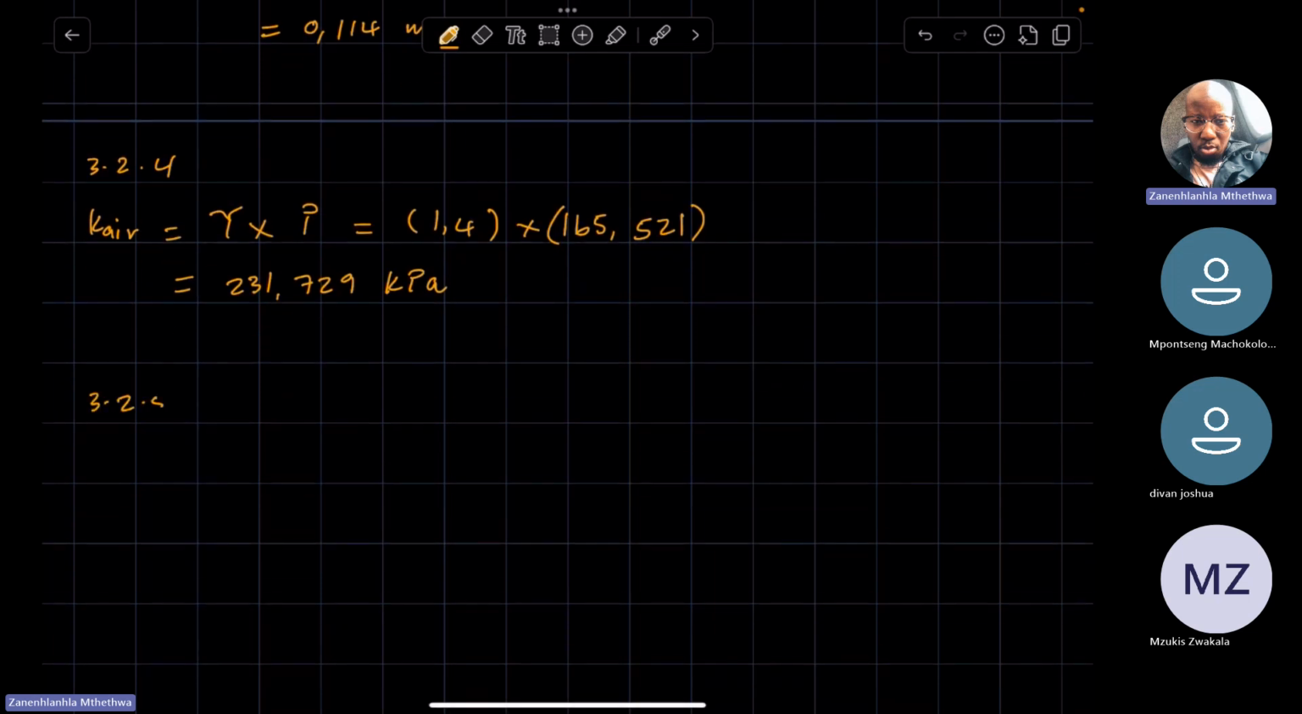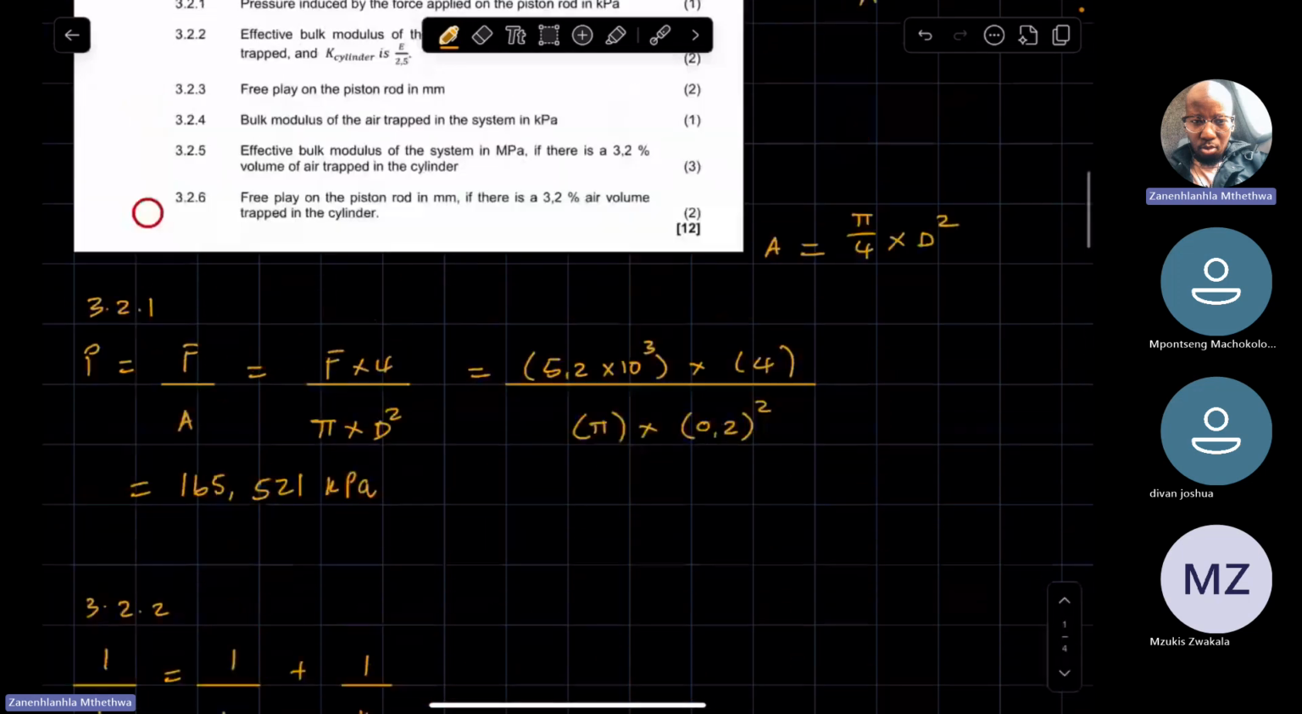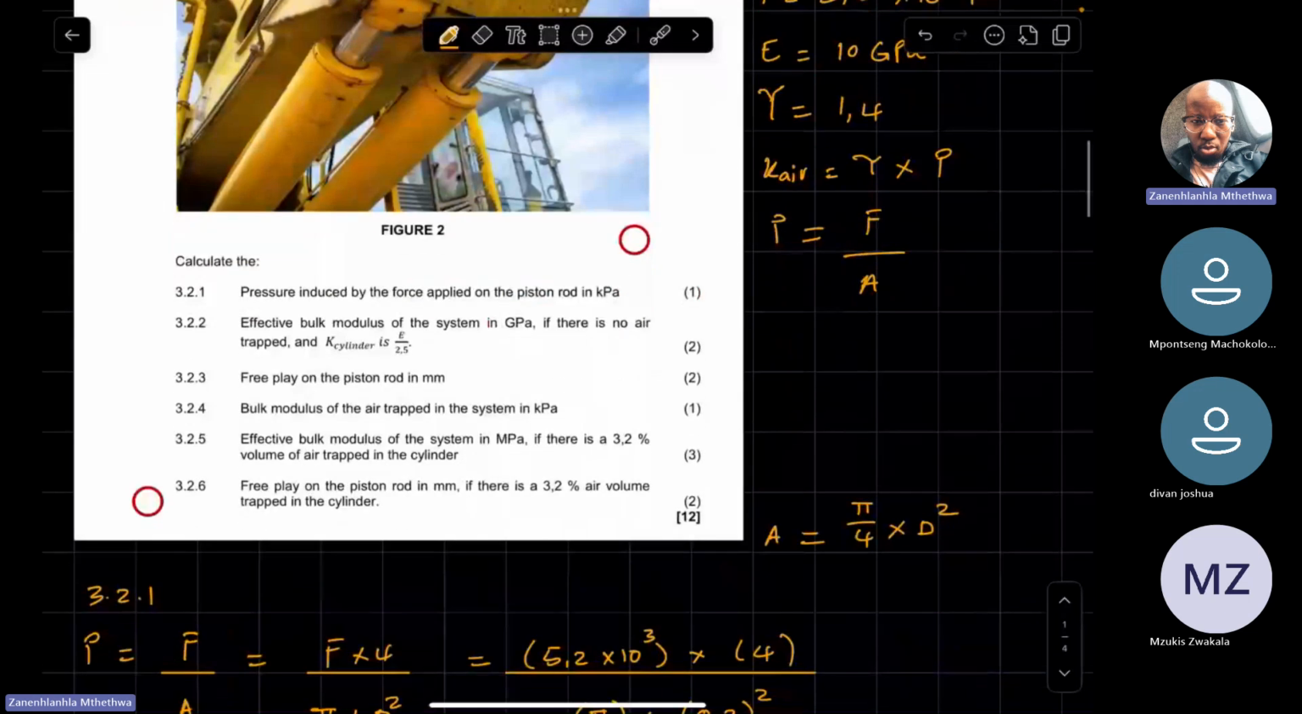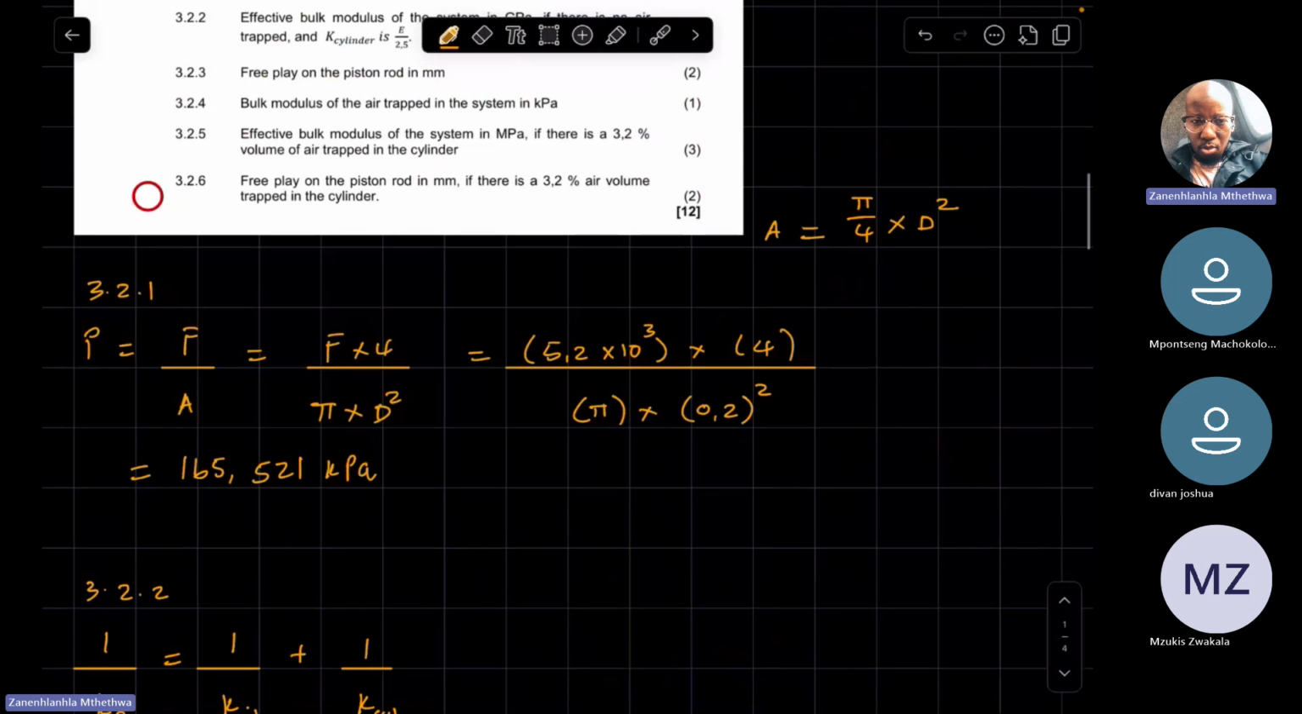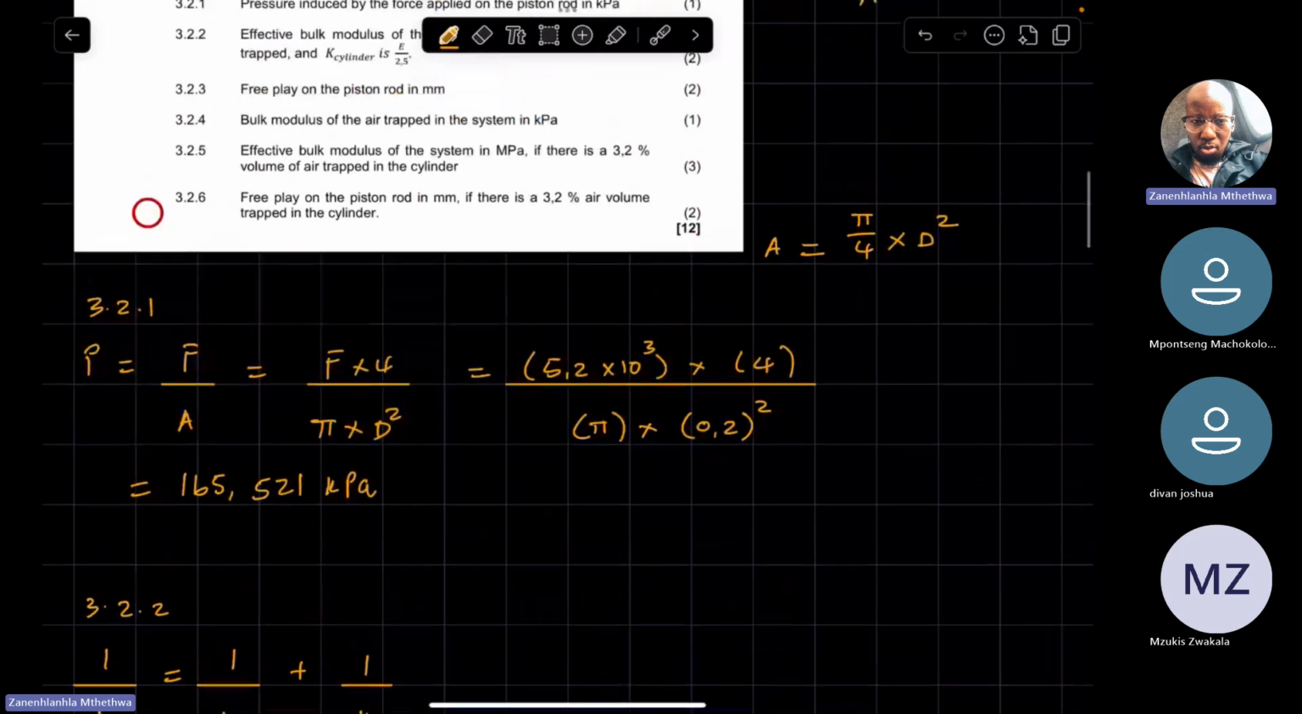So 3.2.5. Calculate the effective bulk modulus of the system in megapascals if there is a 3.2% volume of air trapped in the cylinder. Right. So now we are taking into consideration trapped air.